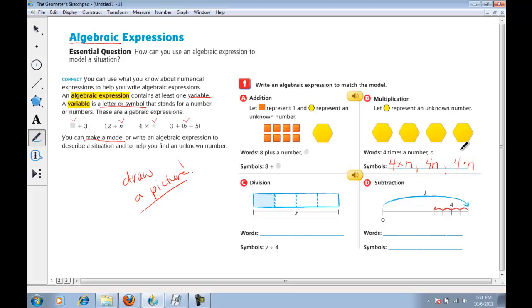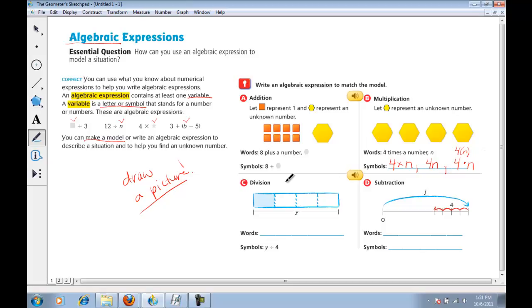Another way you can write 4 times n is by putting 4 and n right beside each other, with n in parentheses. That also means 4 times n. If you see a number directly beside parentheses, that means multiply as well. Look at all those different ways you can write 4 times n. See, math is pretty cool, isn't it?